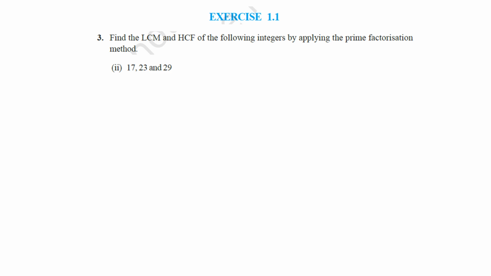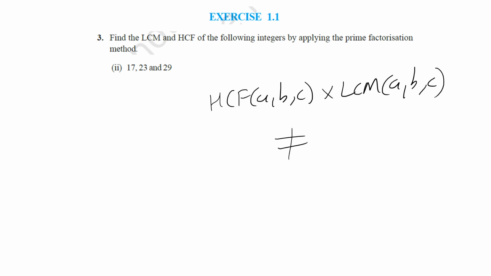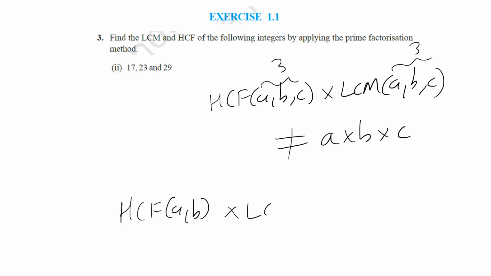And one more thing which I wanted to say was that HCF of ABC times LCM of ABC is not necessarily equal to the product of the numbers, because here we have 3 numbers. But if you have 2 numbers, we have solved enough examples where this is true. For 3 numbers this is not true, so be very careful.